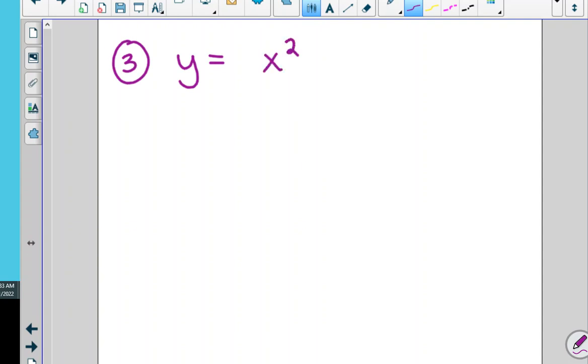So here's my function for this one. I'm going to look at x squared plus 3 over 2e to the 3x.